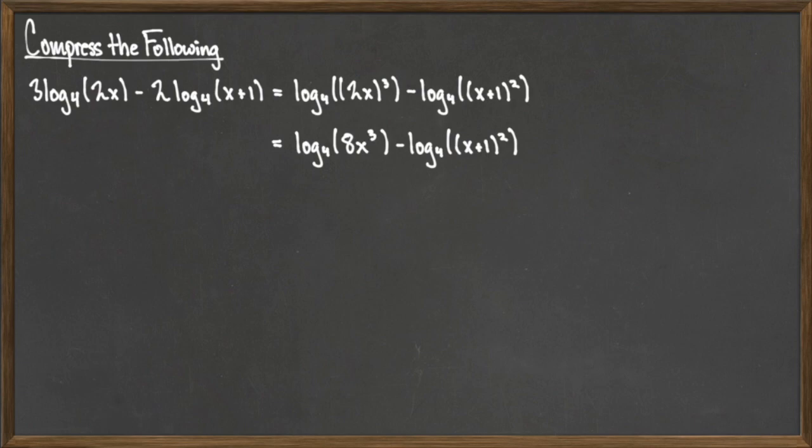I don't need to expand the polynomial in the second term. I can just leave that as x plus 1 squared and call it a day. But I can apply that 3 to the first term because it's a little bit easier to work with. Now that I have a difference of logarithms, I can use the quotient rule.